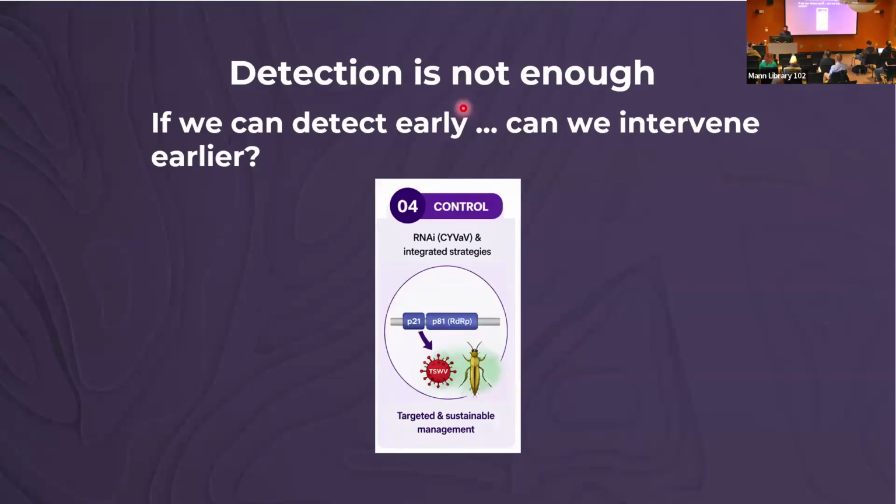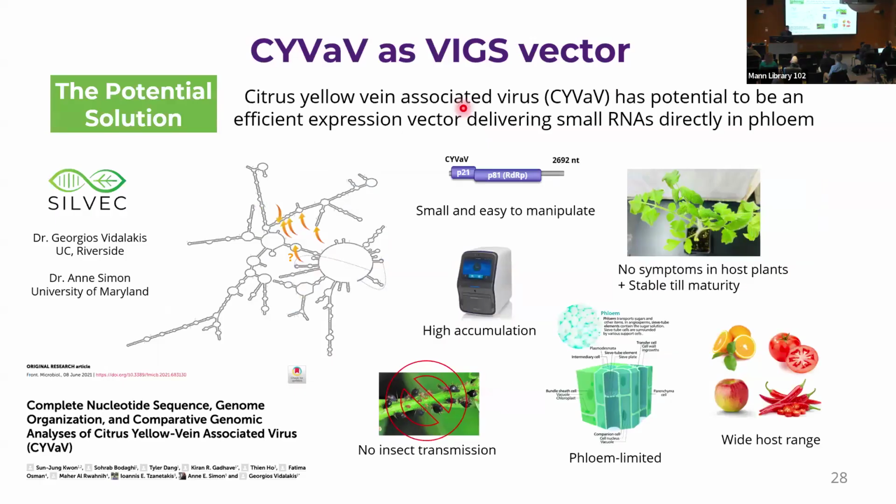Which brings us to the next section, which is detection is not enough. That's good. It's cool that we have the system, but it's not enough. So if we can detect early, the next key question is, can we intervene even earlier? That brings us to CYVaV. It's a citrus yellow vein associated virus that we try to develop as a vector.